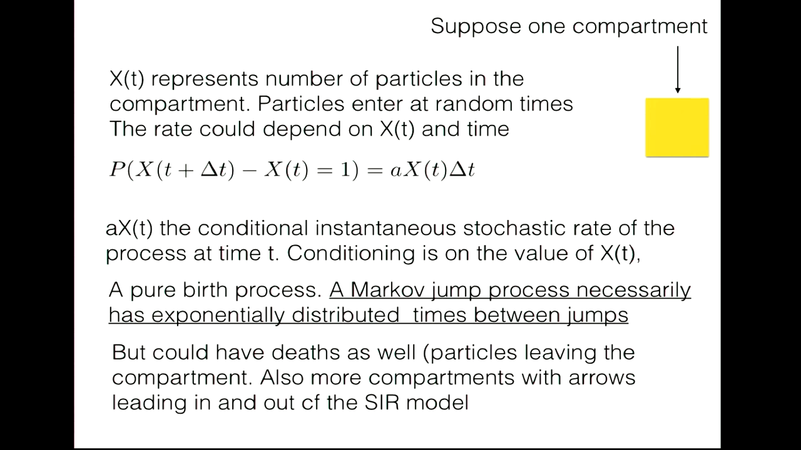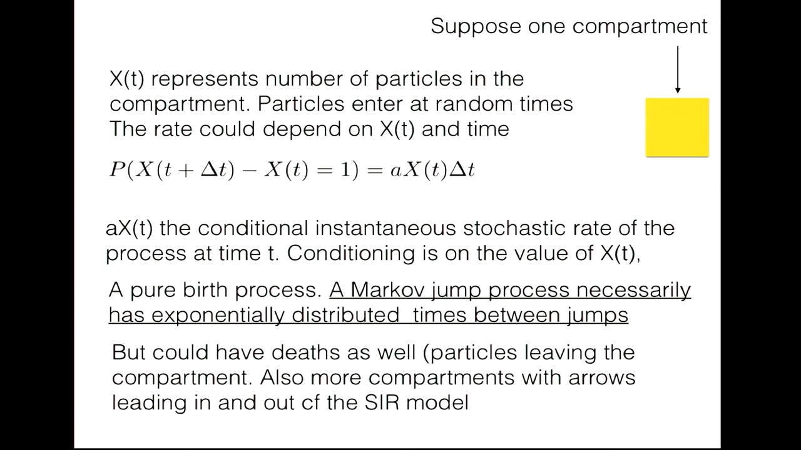And the rate, because the rate is a times x of t, it's conditioned on the value of x of t. This is a pure birth process because we are only adding particles to this particular box. And we also know that a Markov jump process has exponentially distributed time between the jumps. But you could also have deaths in this model.